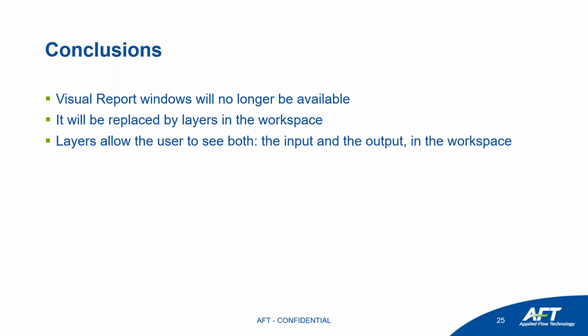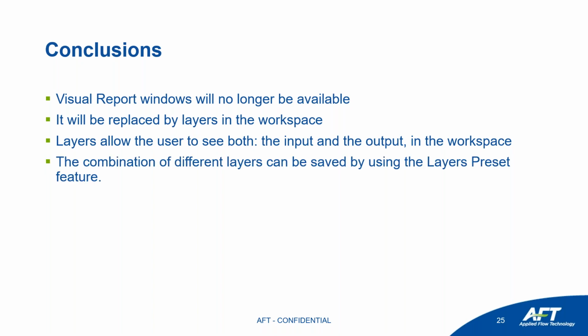Layers allow the user to see both the input and the output in the workspace. The output will not be shown unless you have run the program and the output parameters are available. Else, it will only show the input. The combination of different layers can be saved by using the layers preset feature. As you saw, it's a fast way to see a view, and you don't have to turn on and off layers. You can save the view and see quickly what you want to see.